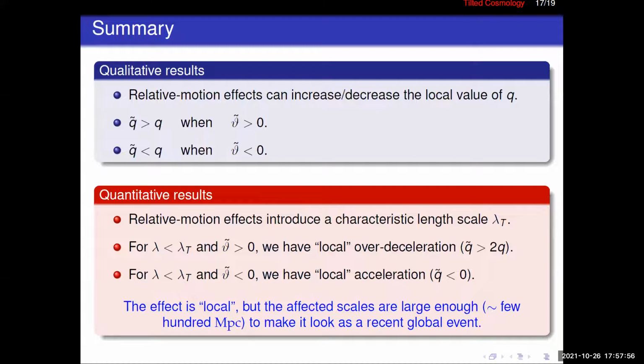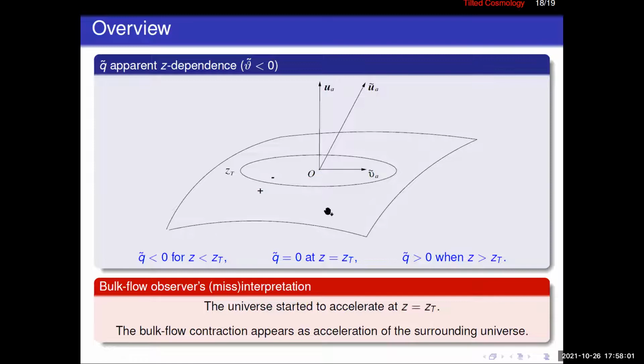Okay. So schematically, we can probably see it like this. Consider now only the case of locally contracting bulk flows. Suppose that there is an observer here at the center of the bulk flow with this peculiar velocity with respect to the Hubble flow. And this is the corresponding transition scale. Suppose that it corresponds to some redshift ZT. Now, within this region, the deceleration parameter is negative. Outside it is positive. So this observer sees the deceleration parameter become less and less negative as the redshift increases. It becomes zero at ZT and then starts becoming positive, and eventually approaches its Hubble frame value at sufficiently high redshifts, as you can see down here.